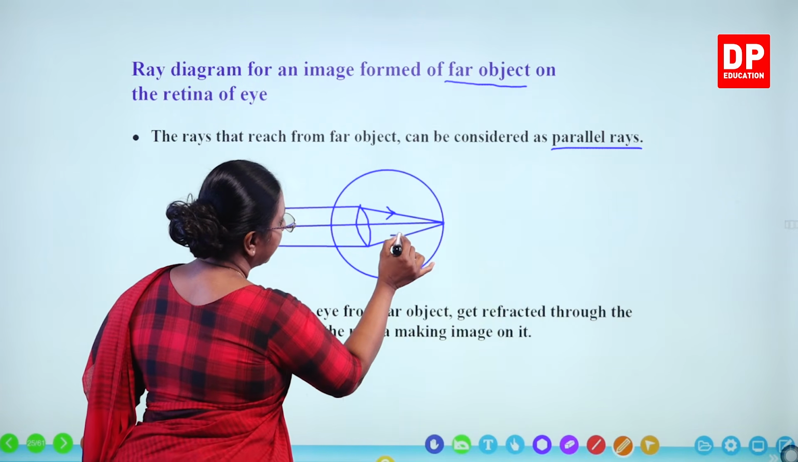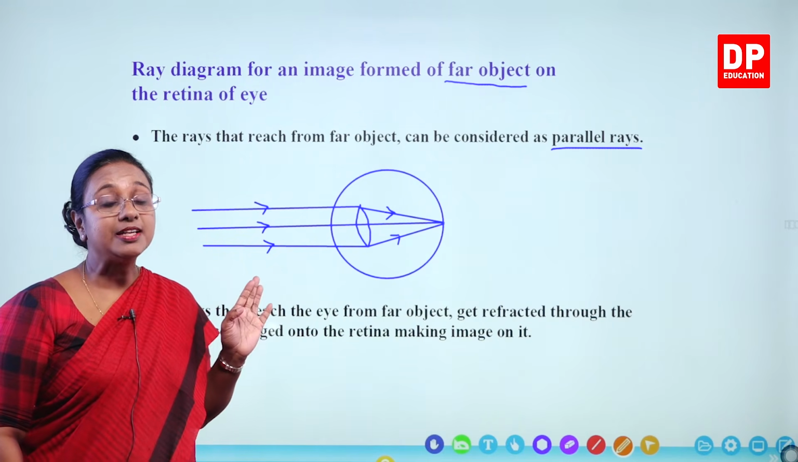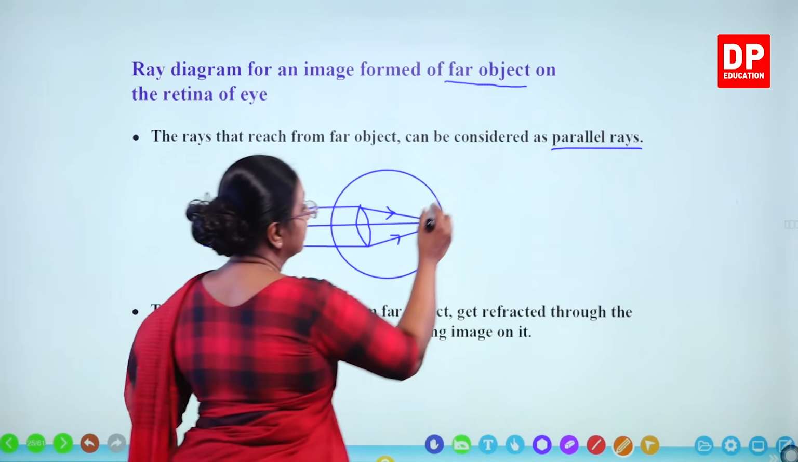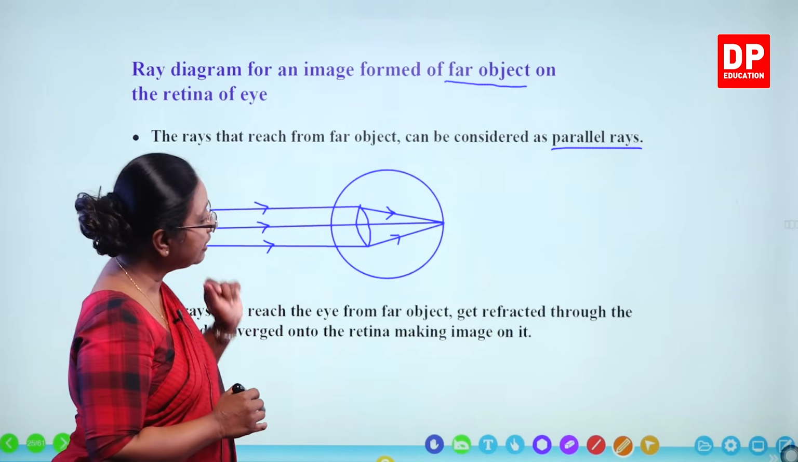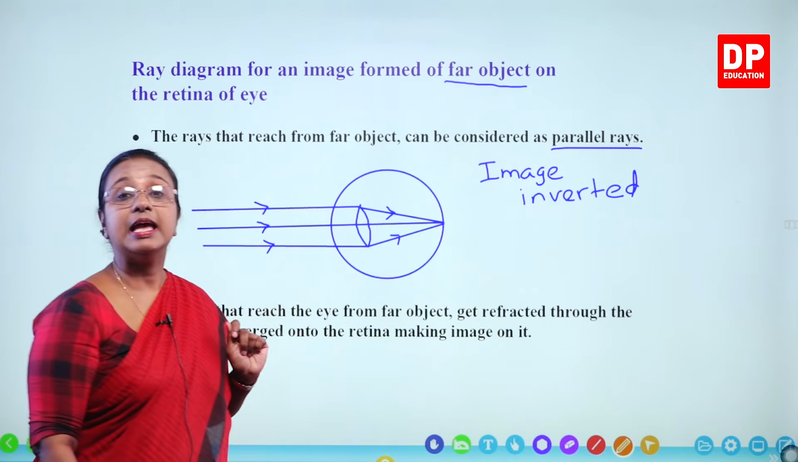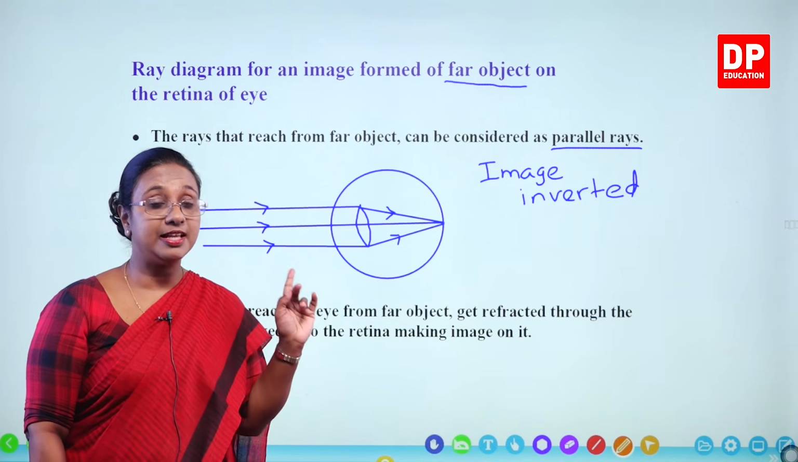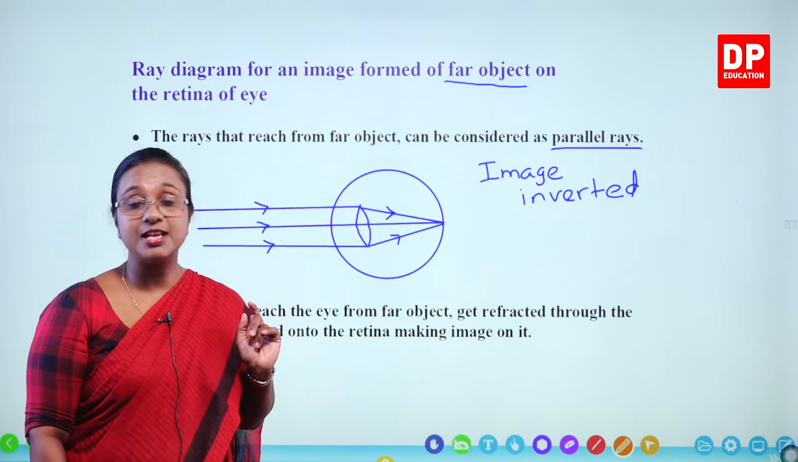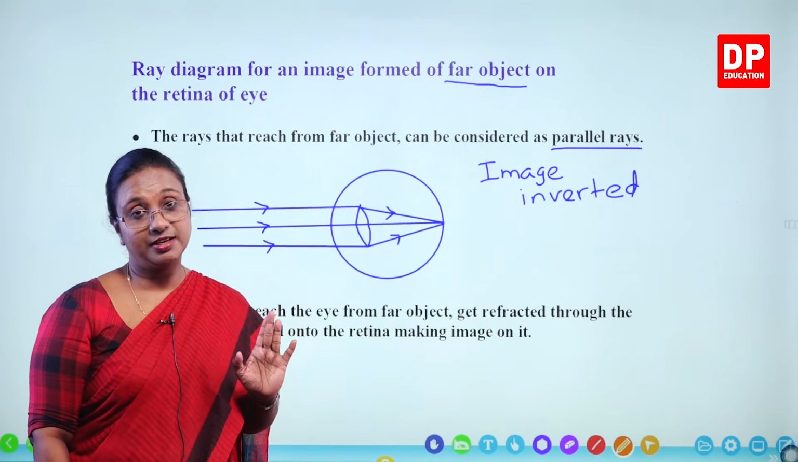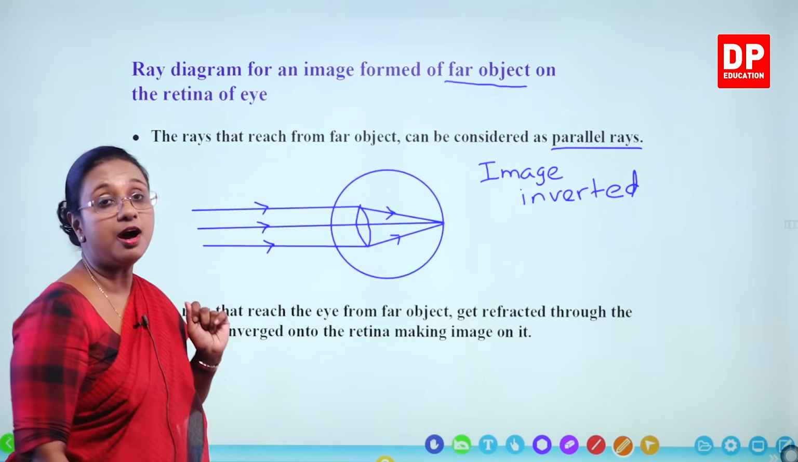So here you can see the light rays converge onto the retina. And what type of an image is formed? Here the image will be an inverted image. And when the optic nerve carries the information regarding the image to the brain, there it will be understood as an upright object. That you all know. So this is how an image forms for a far object.